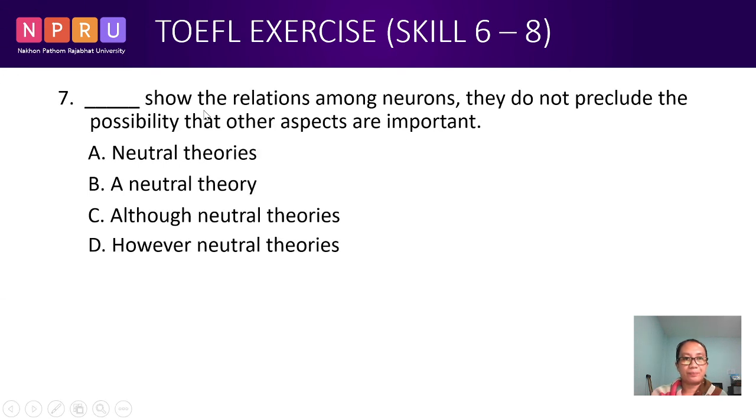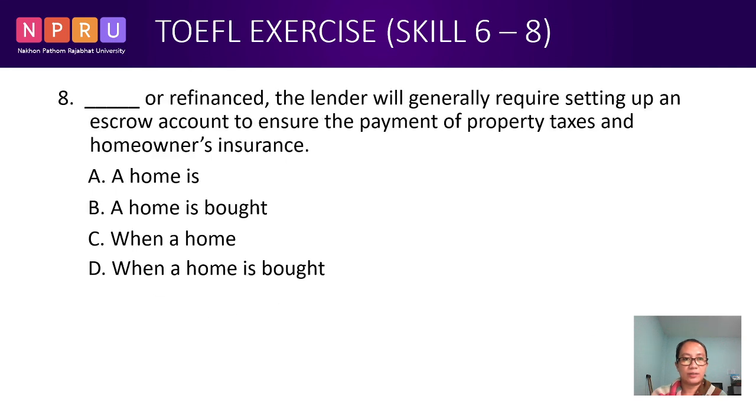Item number 7: Blank show the relations among neurons. They do not preclude the possibility that other aspects are important. A, neutral theories. B, a neutral theory. C, although neutral theories. D, however neutral theories.